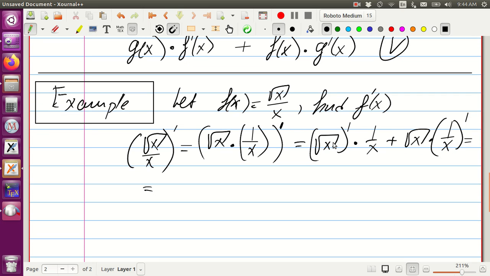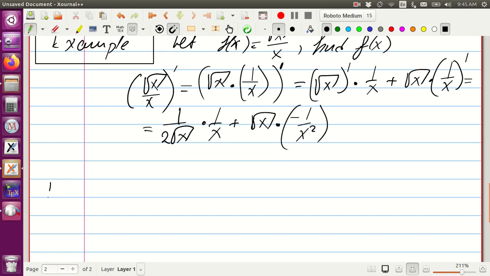And now we calculate the derivative of the square root of x, which is 1 over 2 square root of x, times 1 over x, plus square root of x times the derivative of 1 over x, which is negative 1 over x squared from our library. And that's pretty much what we have for this expression. So we'll stop over here.